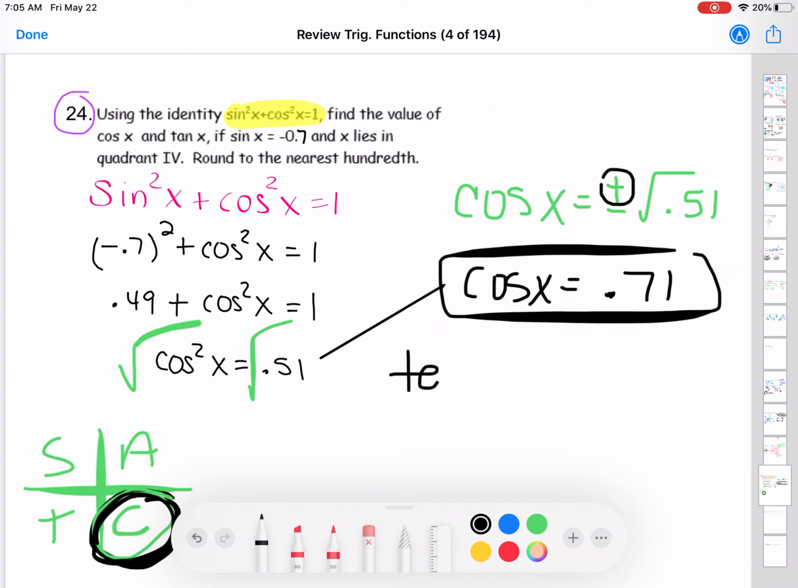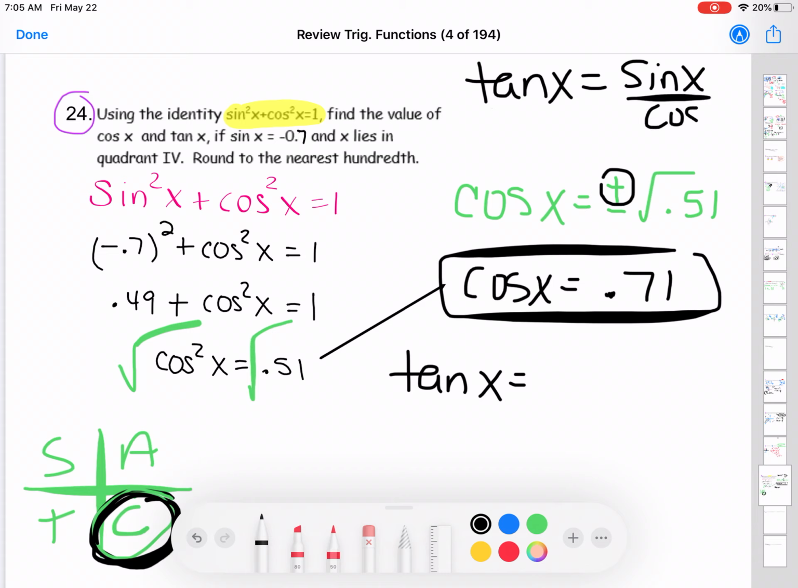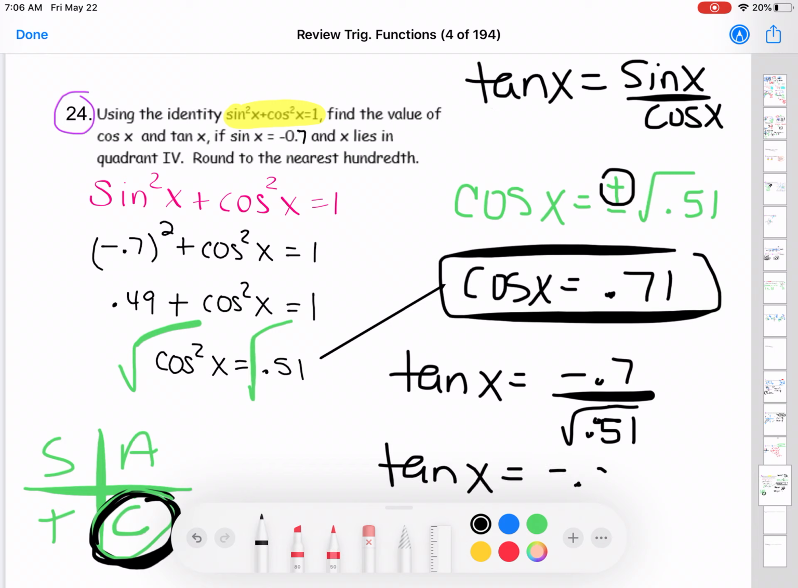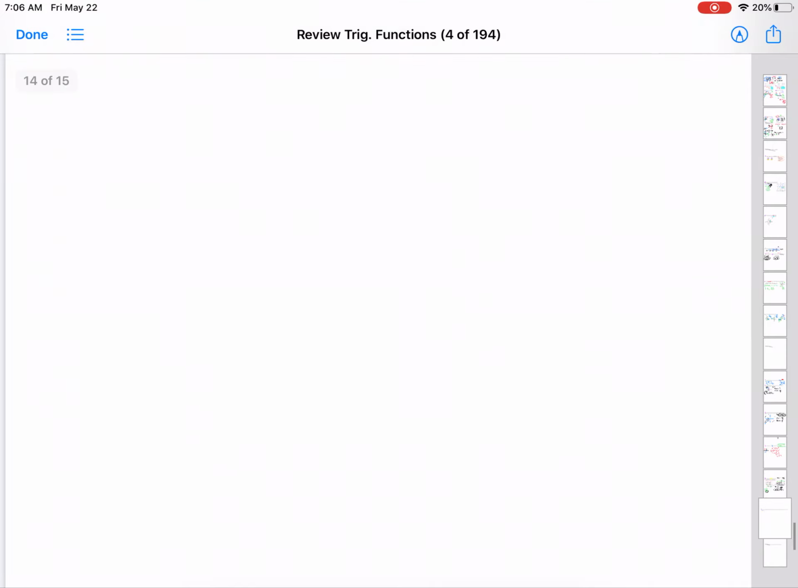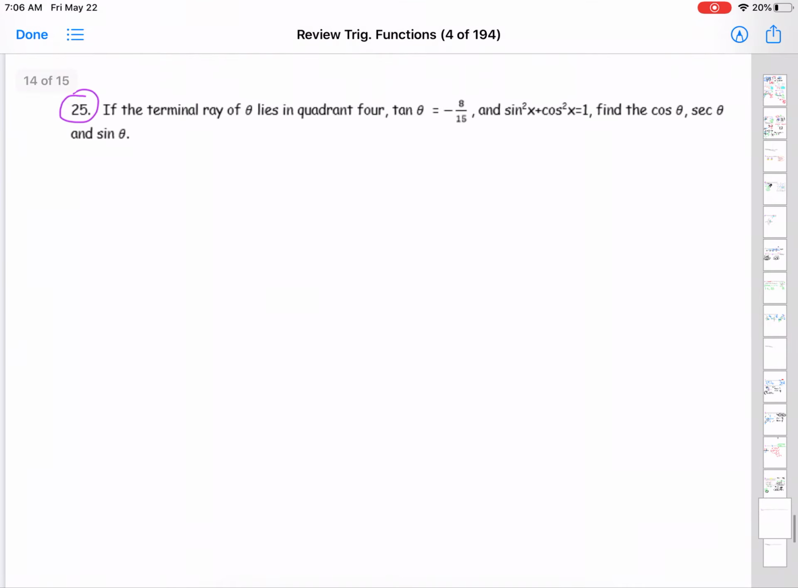And then they also want me to find tan. So tan, remember what tan is? Tan is sine over cos. So tan is going to be -0.7 over, and now you want to go back and use the radical, 0.51, so you can get a real close correct answer. And once you plug that in and round, we get -0.98. Okay, so that's an important one that you should know how to do. Okay, and then I think 25 is our last one.